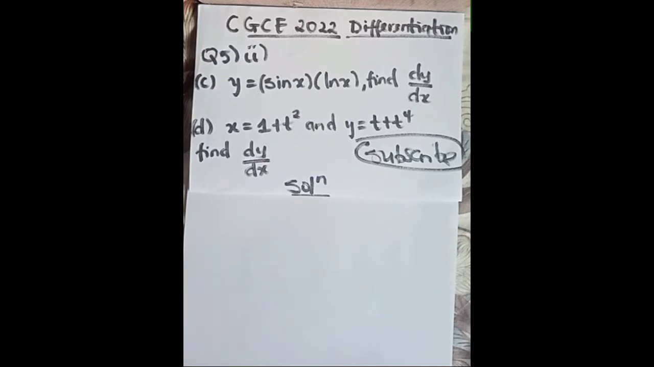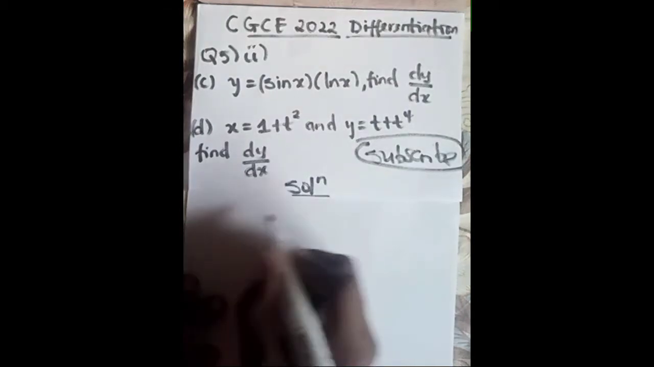Okay, so it's question 5, Roman 2, and it's going to be C and D. The question says y equals sine x ln x, and we are to find dy by dx. And D says x equals 1 plus t squared, and y equals t plus t to the 4, find dy by dx. So let's get started with the solution of this.